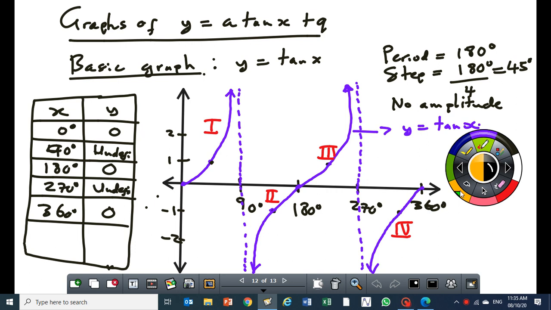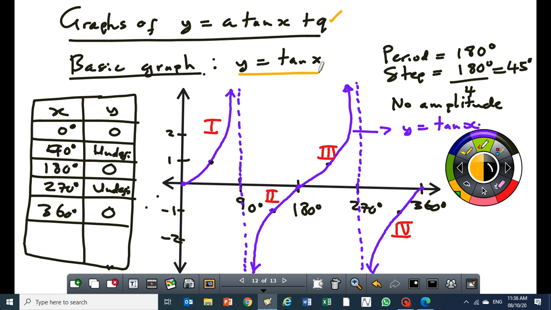Now, our general form for the tan graph is that. The basic tan graph is y equal to tan x. That's your basic tan graph. Y equal to tan x. Now, the basic graph of sine is y equal to sine x. The basic graph of cosine is y equal to cos x. Now, the basic graph of tan is y equal to tan x. Now, the tan graph has got some unique characteristics.